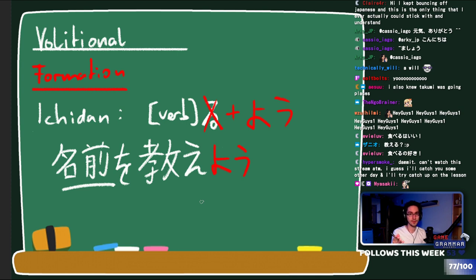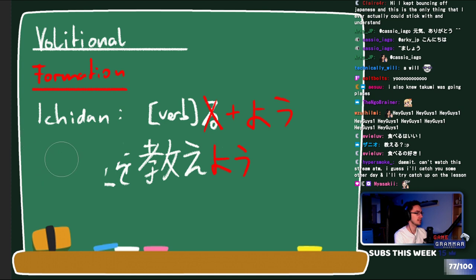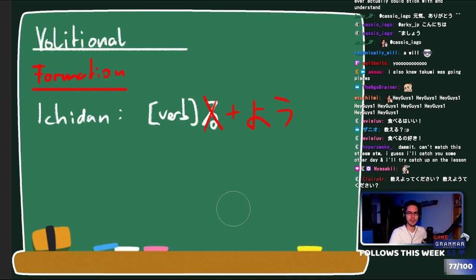If you don't know what transitivity is, I have made a lesson on that. I'm not going to go too much into it. A transitive verb can take a direct object and an intransitive cannot. It's not super crucial for today's lesson since volitional is more general. It just kind of applies to all verbs. But you should still know about it. So, yeah. 名前を教えよう. Let's teach each other our names. お互いに名前を教えよう. So that would be one example of the usage here. And again, you mostly translate to something like, let's. It has to do with initiating an action.